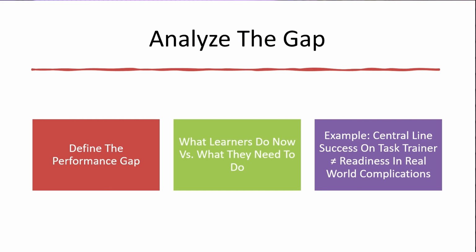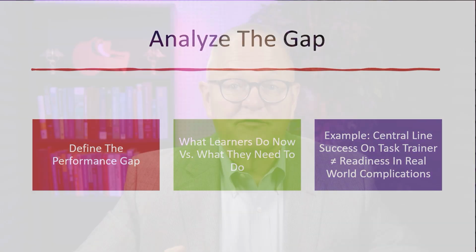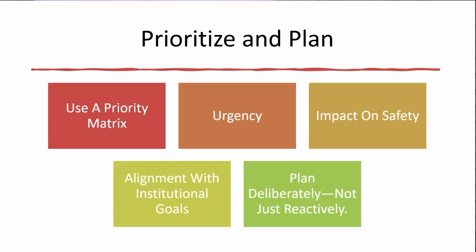Analyze the gap. Once the data is gathered, define the performance gap. This is the difference between what the learners are doing now and what we want them to be doing or need them to be doing in the future. Maybe your learners are proficient at placing central lines on task trainers, but freeze up when complications arise in real patients. That's a clear indicator your simulation should evaluate and include realistic failure scenarios or perhaps scenarios that include the identification of complications that are commonly associated with central lines.